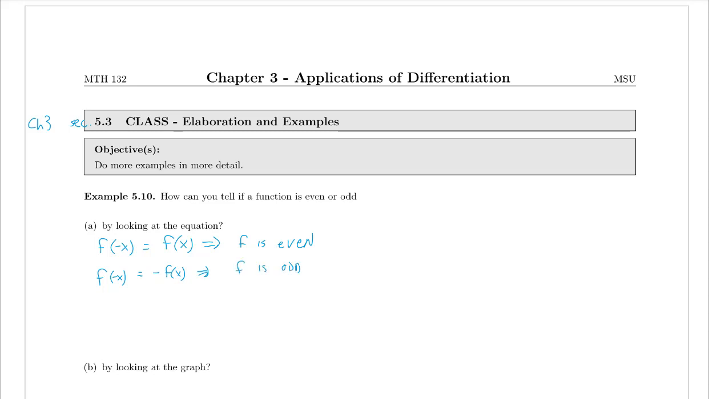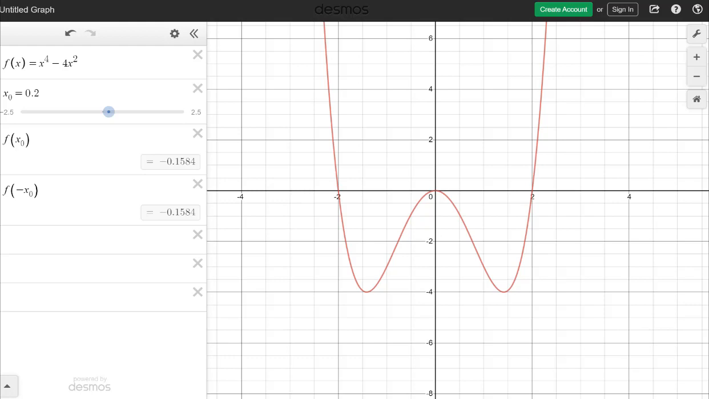And so let's take a look at some of these graphs. Here we have the graph of x to the fourth minus 4x squared, and this is an even function. You can tell by looking at it because it has symmetry over the y-axis. You can also tell because the powers on the function are all even powers. And if we look at the value of f evaluated at x and at negative x, for all x values, they're the same values. So this is even by definition, and it's even by symmetry.